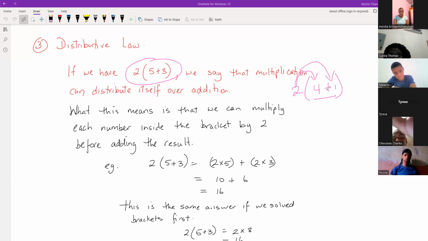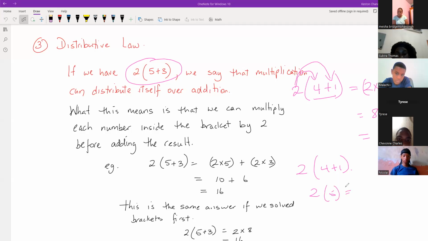So 2 could be distributed across everything in the bracket, meaning that we could multiply everything in the bracket by 2. Right, so 2 4s is 8, 2 1s is 2, and we'll get 10. We could also work out the bracket as we used to before. We could say 4 plus 1 is 5, and we know that brackets means to multiply. So 2 multiplied by 5 is going to give me 10. Here we're still distributing the 2 by what we have in the bracket. So when you see this distributive law, we say that multiplication could distribute itself over addition. All right, everybody understand that?